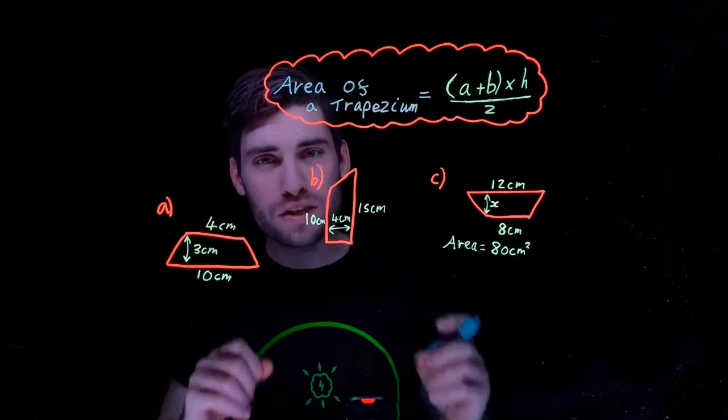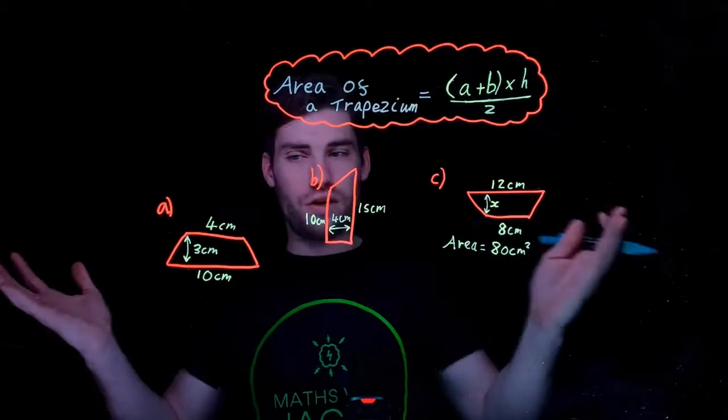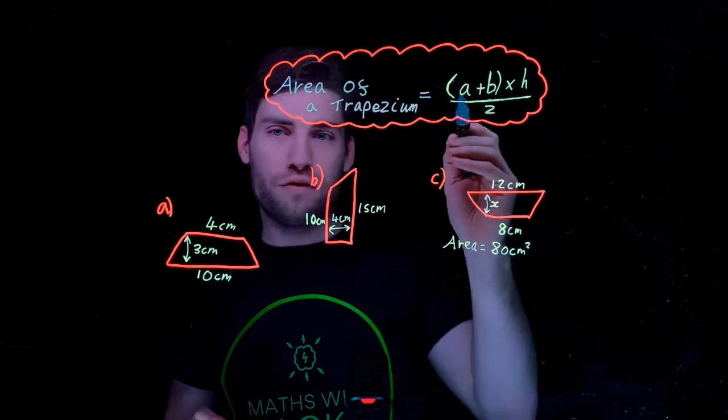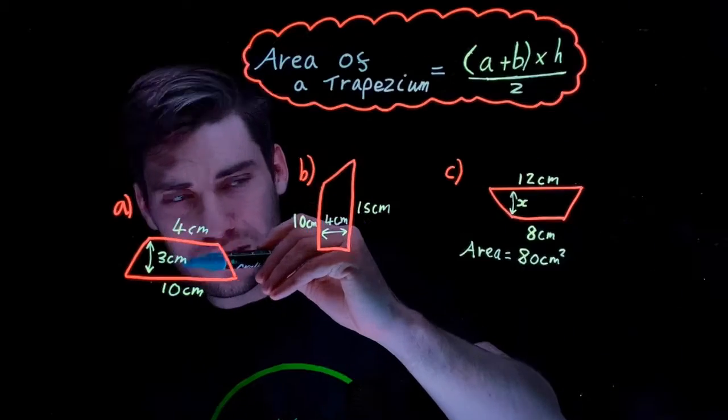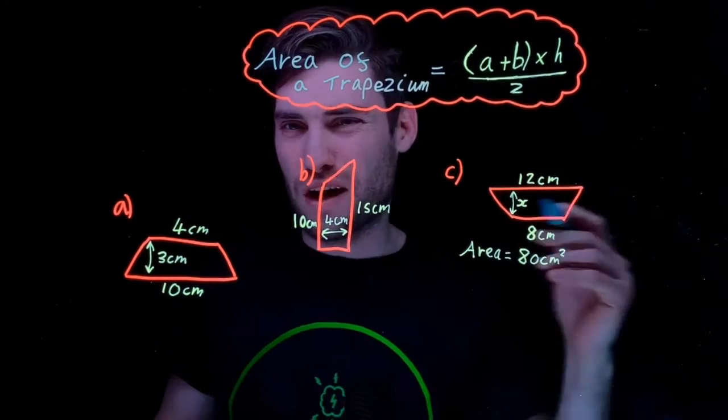In this video we're going to calculate the area of a trapezium using this formula. I have 3 questions for you. Okay, so what does each part mean? A and B refer to the parallel sides, these sides here. The H is the height of the trapezium, and it's just dividing it by 2.